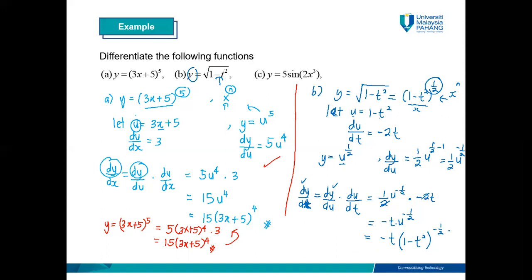You boleh tinggal jawapan macam ni. You tak boleh simplify dah. Ataupun you boleh tinggal jawapan macam ni. Negative t over. Okay, apa maksud power negatif? Dia actually adalah 1 over. Kita tahu kuasa 1/2 ni adalah square root lah. So actually dia adalah negative t over square root 1 minus t square. That is the answer.